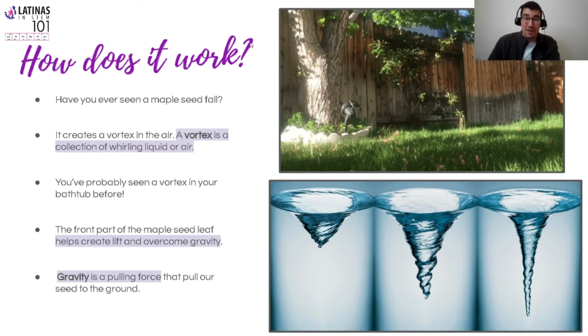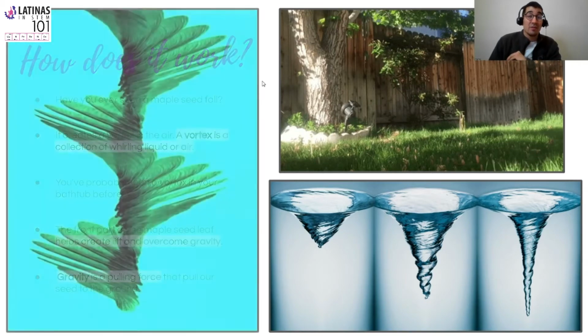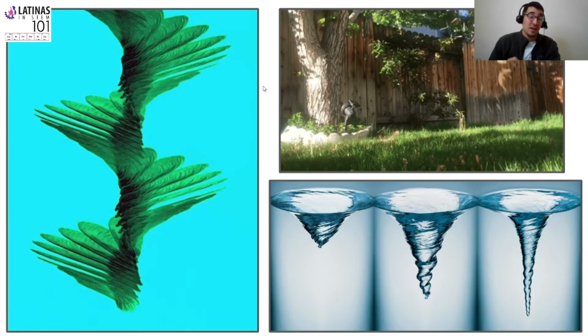Let me show you what that looks like, and that, everybody, is called a vortex. A vortex is just a whirling collection of water or air, much like you're seeing on the bottom right of this screen. We might have seen that vortex if we've ever drained the water from a bathtub.